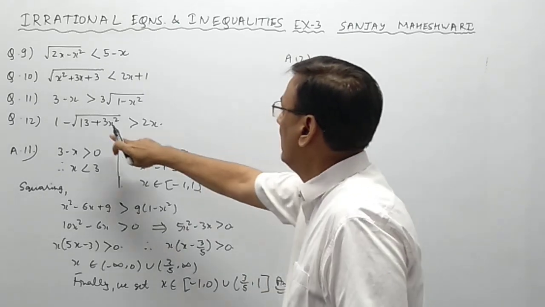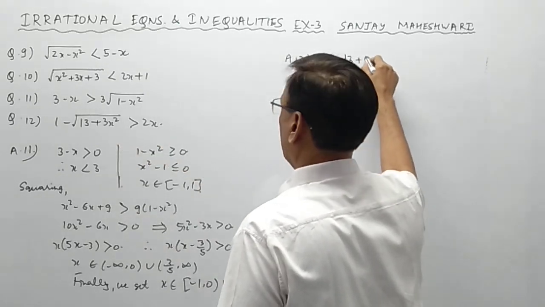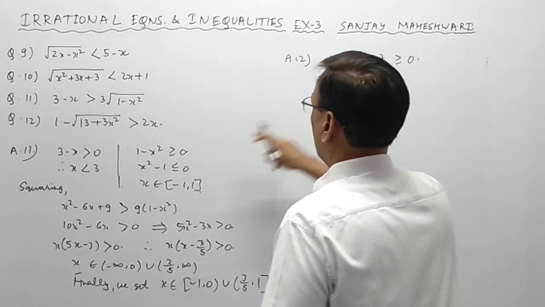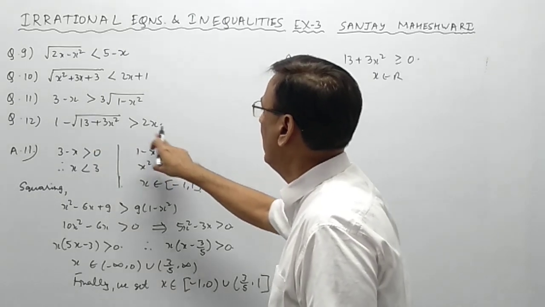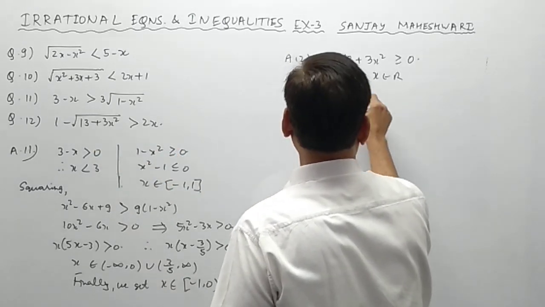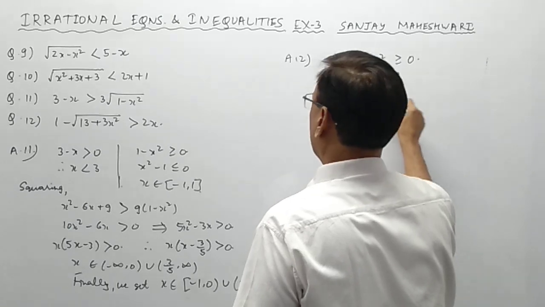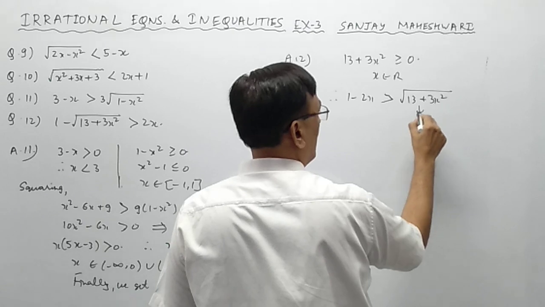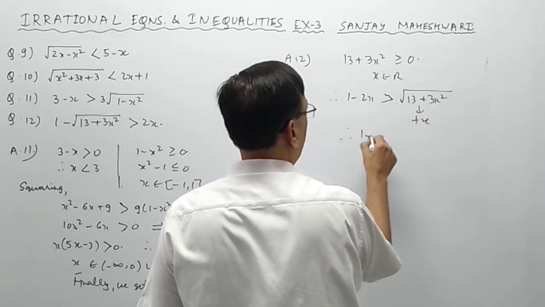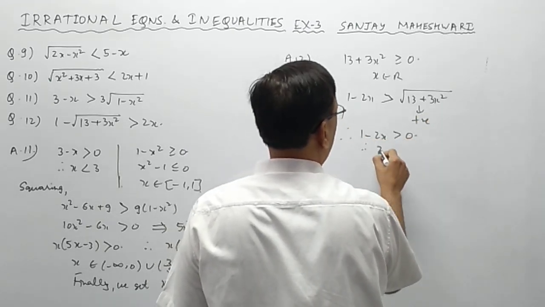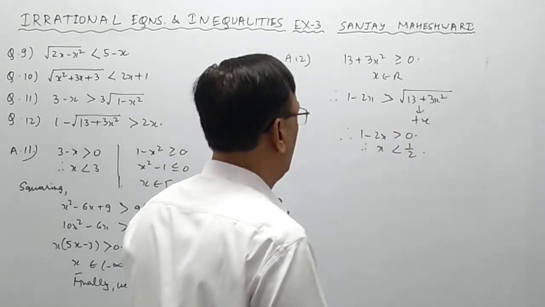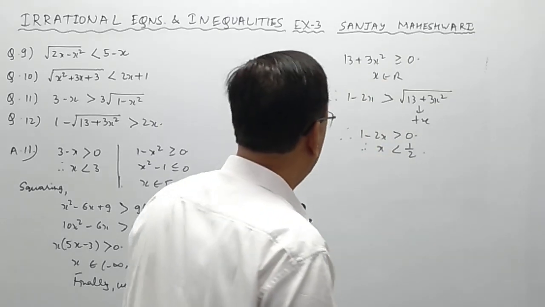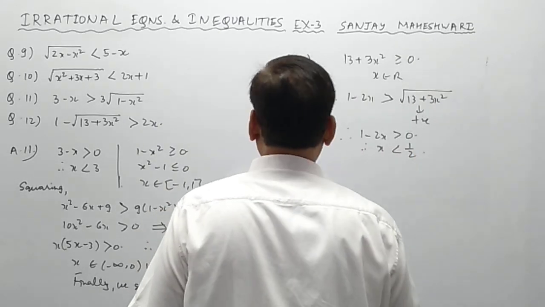Here you can see that this is positive, 13 plus 3x square is greater than equal to 0, x belongs to R. Now we will take this on right hand side and this on left hand side. Therefore 1 minus 2x is greater than root over 13 plus 3x square. Right hand side is positive, so this is also positive. Therefore 1 minus 2x is greater than 0. Therefore x should be less than 1 by 2. So we have two conditions to check: x should be less than 1 by 2 and x belongs to R. No other condition. Now we have to square it.